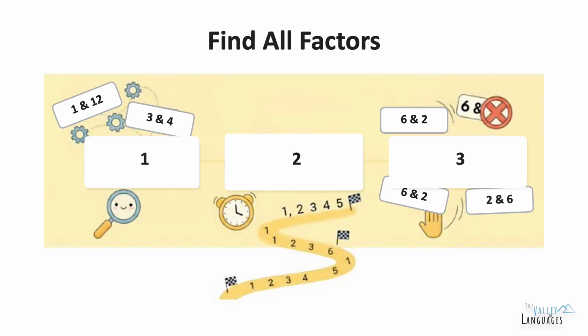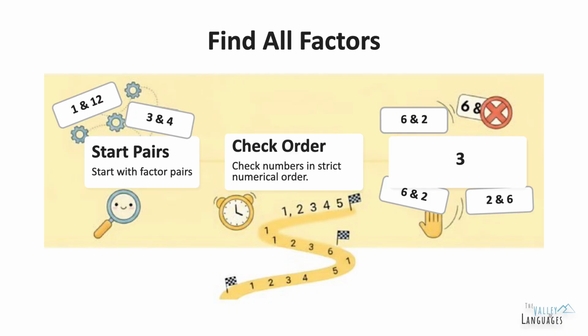To make sure you never miss a hidden factor, I'm going to guide you through a foolproof 3-step process. Step 1, always start by looking for factor pairs, rather than just isolated numbers. Step 2, check your numbers in strict numerical order. Start with 1, then test 2, then test 3, and so on. And step 3, stop testing the moment your factor pairs begin repeating backwards.